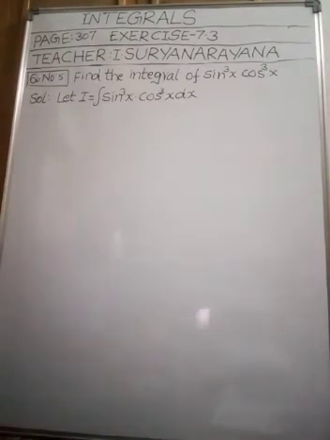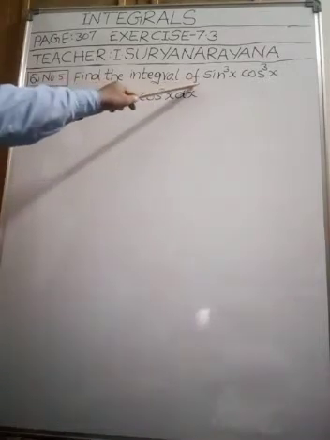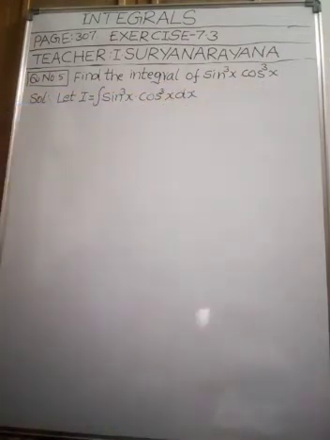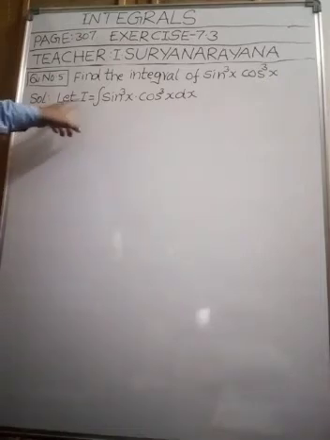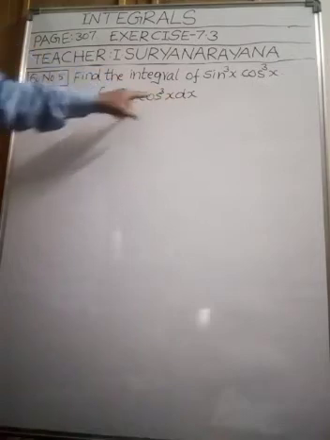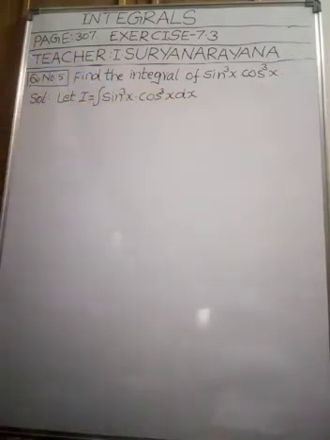Now come to the next question. That is the fifth question. Find the integral of sine cube x into cos cube x dx. Okay, my dear children, understood this question? Right. Now let us assume that capital I is equal to the integral of sine cube x into cos cube x dx. Okay, my dear children? Right.